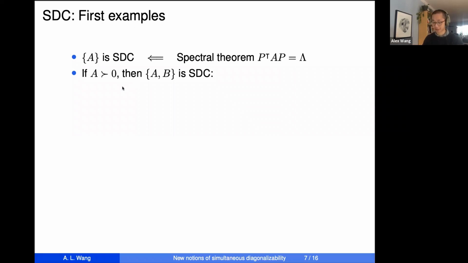You can simultaneously diagonalize a pair of matrices A and B via an orthogonal congruence if and only if A and B commute. On the other hand, clearly if A is positive definite, then that's not going to imply that it commutes with any arbitrary matrix B.